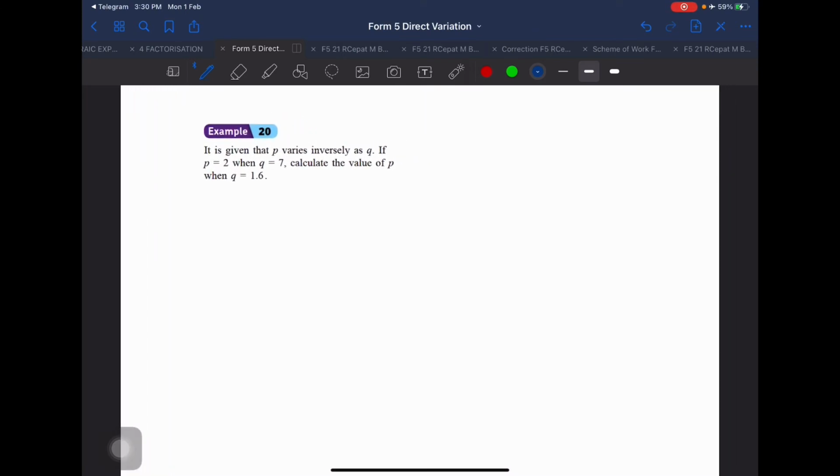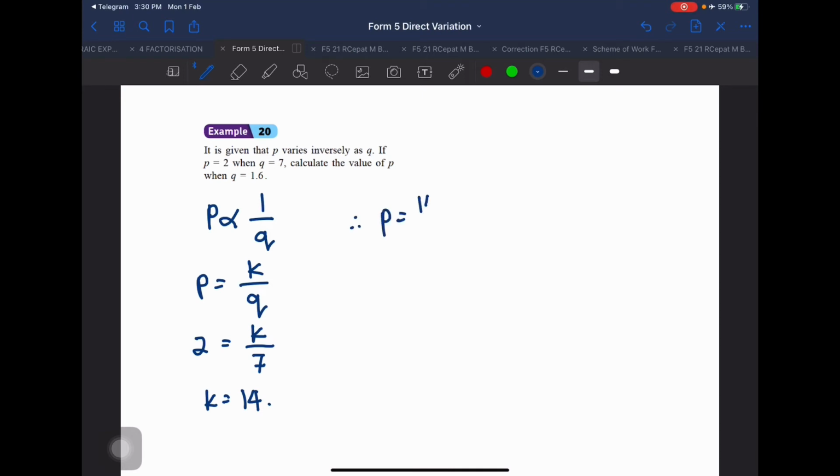Proceed to example 20. It is given that P varies inversely as Q, so 1 over Q. So change it into the equation form. So P is equal to K over Q. So P from the question is 2, equal to K over 7. Then K is equal to 14. So we know that P is equal to 14 over Q. Is it finished? Not yet, because the question asks you to do another step. Calculate the value of P when Q equals 1.6. So when Q is equal to 1.6, P equals 14 divided by 1.6. So your final value of P is 8.75.